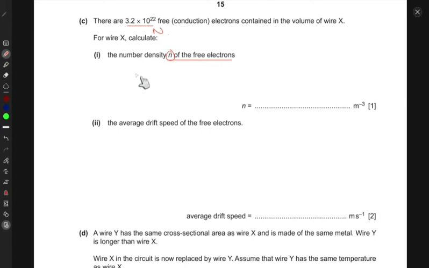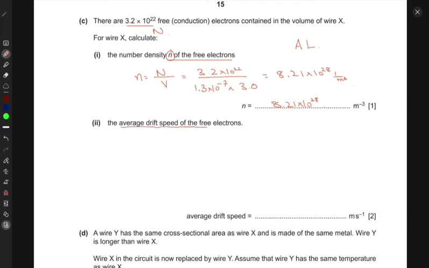Number density means a density of number, and usually density is defined as a quantity over volume. For masses, it's mass per unit volume. Number density is just the number of electrons per unit volume. So it's 3.2 into 10 raised to power 22 for N, and the volume can be figured out by multiplying the cross-sectional area with the length of the wire. The cross-sectional area was given as 1.3 into 10 raised to power minus 7, and the length of the wire is 3.0 meters. Doing the math, this gives you 8.21 into 10 raised to power 28 per meter cube.